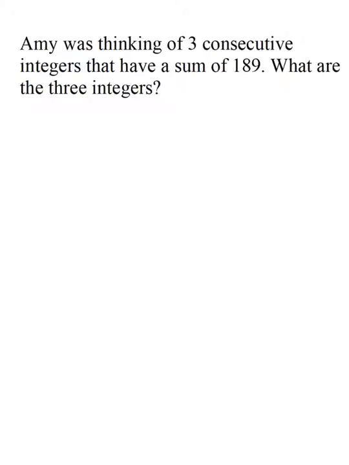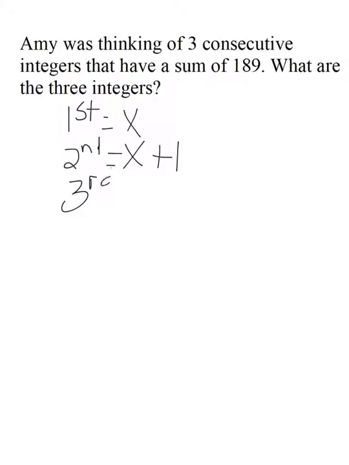All right, Amy was thinking of 3 consecutive integers that have a sum of 189. So I'm going to set up expressions for these 3 integers. I'm going to make the first one an x. Now the second one, since they're consecutive, that would mean it's 1 bigger. So I say x plus 1, bigger than the first integer. The third one then is not 1 bigger, it's going to be 2 bigger than that first one. Or if you look at it, I just made it 1 bigger than the middle, so that works out.